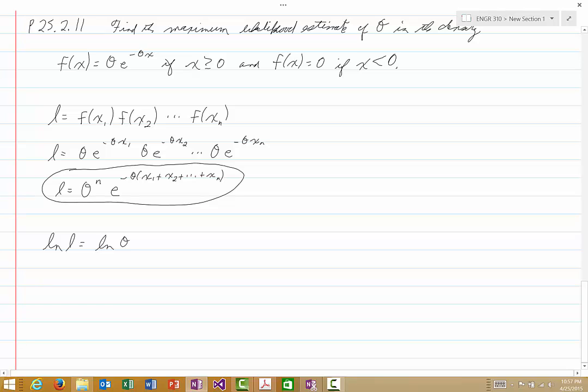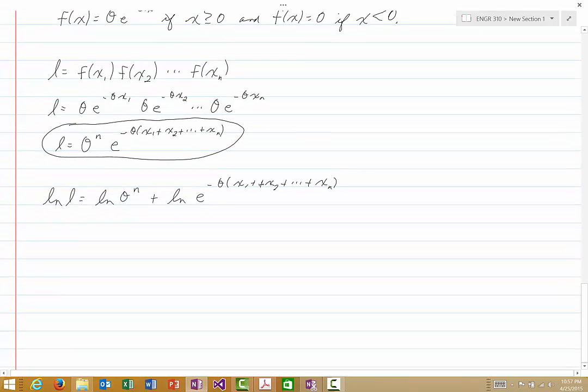So we have the log of theta to the n plus the log of e to the minus theta times x1 plus x2 plus dot dot dot plus xn. Now we want to take the derivative, the partial derivative of that with respect to theta. And so what do we get?